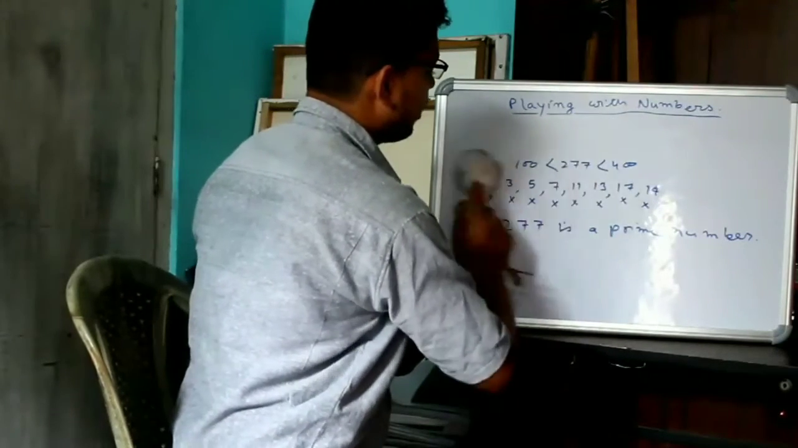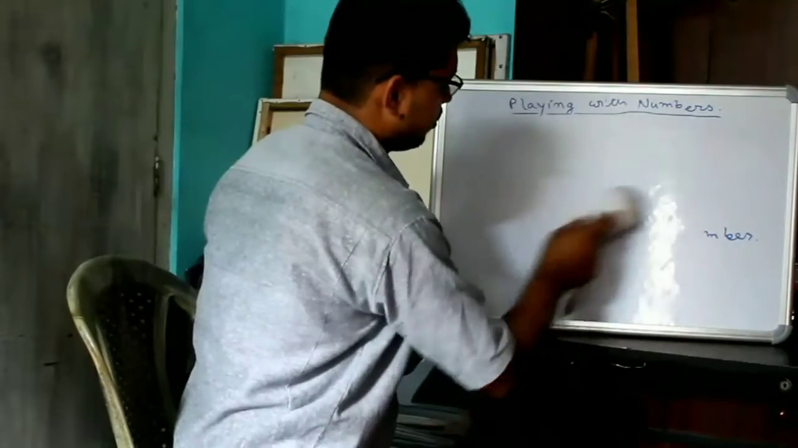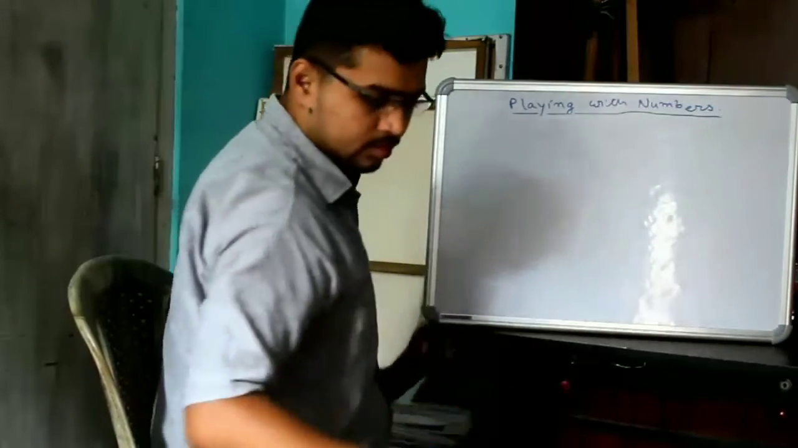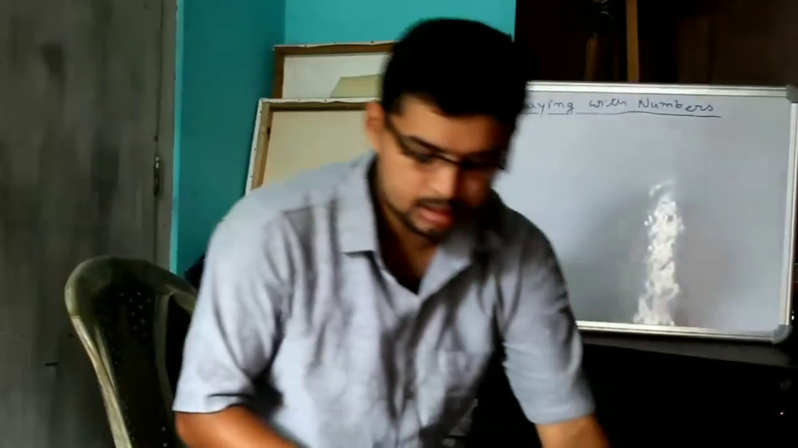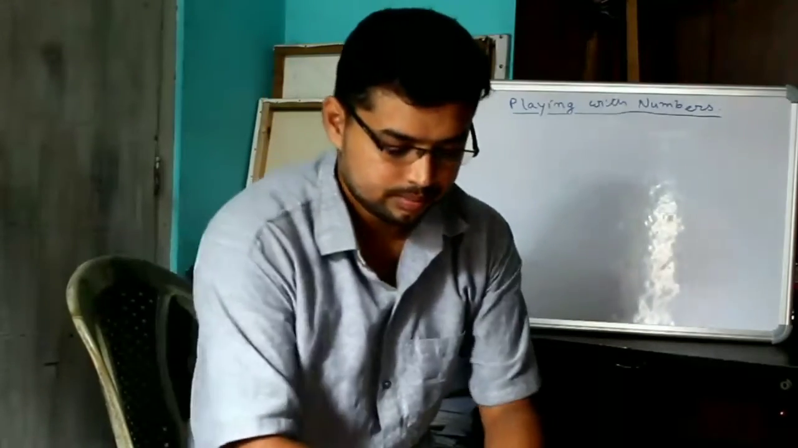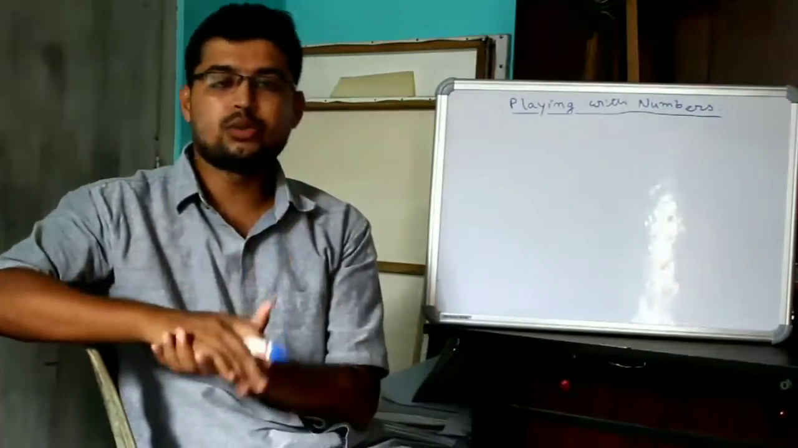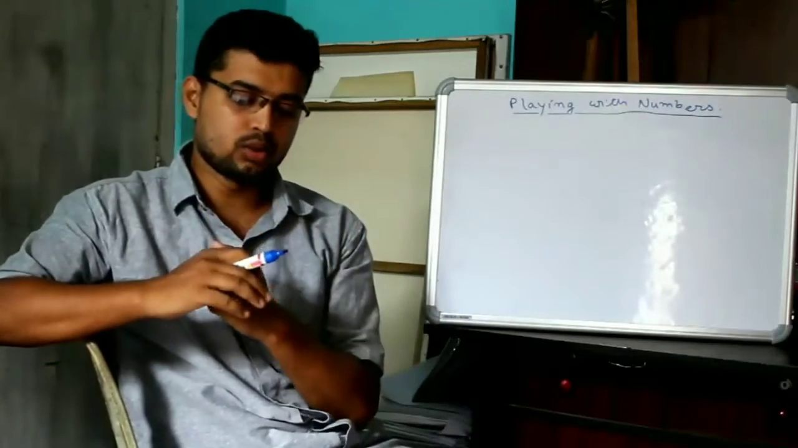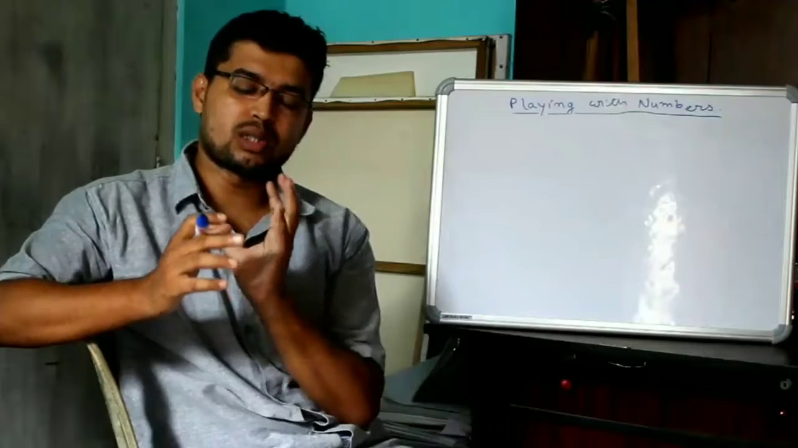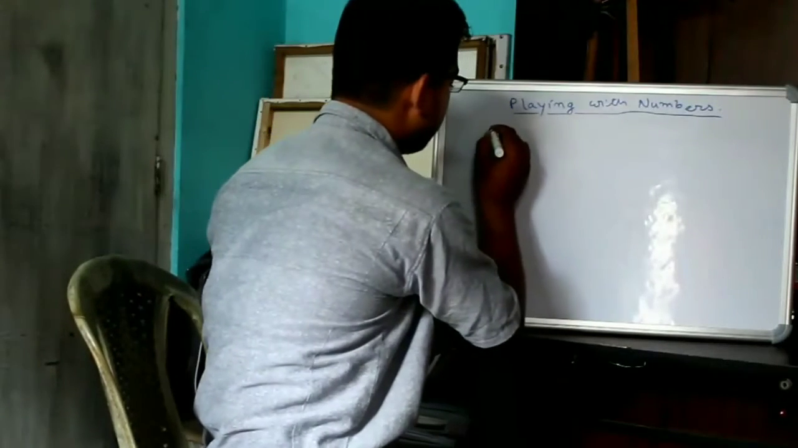Is done. Next, exercise 3.2 is finished. Next, common factors and common multiples. Factors you know, we already discussed, and multiples you know. But what are common factors and common multiples?